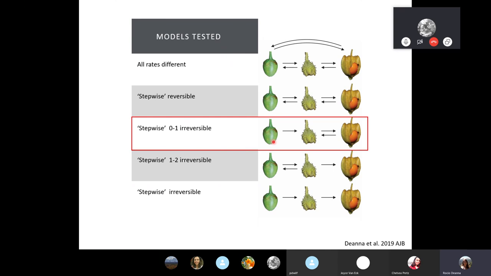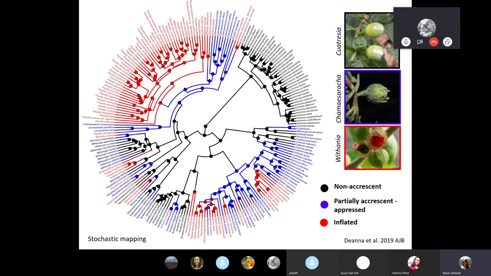This indicates that the evolution of the fruiting calyx is directional to an inflated calyx, which contradicts the previous hypothesis, the one that I was talking about at the beginning, that an inflated calyx is easier to lose than to gain. The shifts in character states were estimated with Bayesian stochastic mapping, as shown here. Across the clade, we estimated 50 changes, and the ancestor of the tribe was estimated as having a non-accrescent calyx. But we also found a strong phylogenetic signal for these traits. For example, all the Physalis species, all this clade, the genus Physalis, have inflated calyxes.